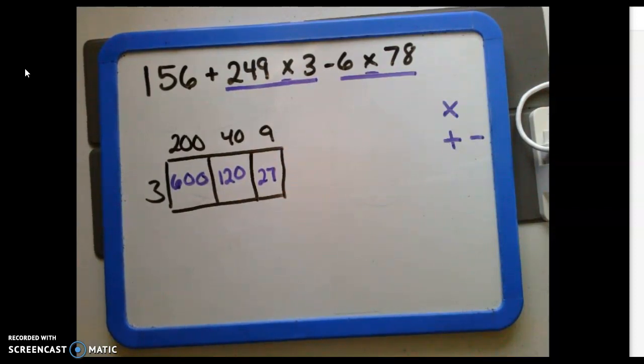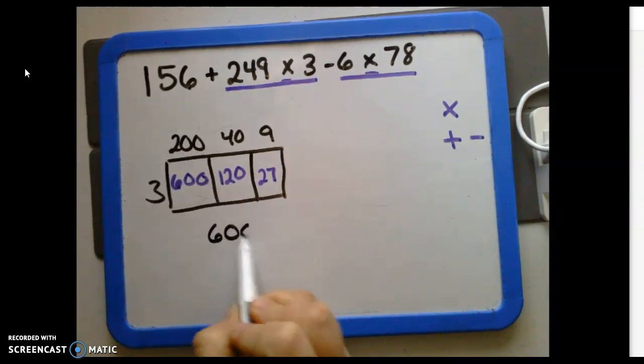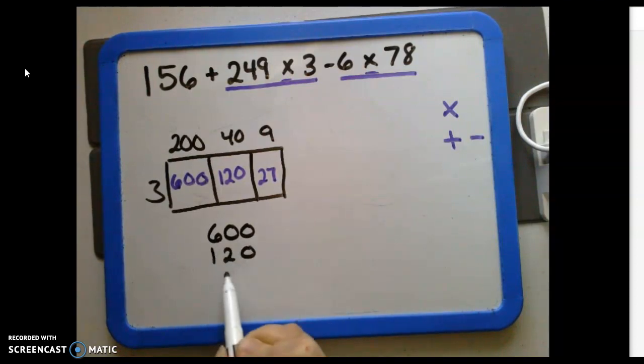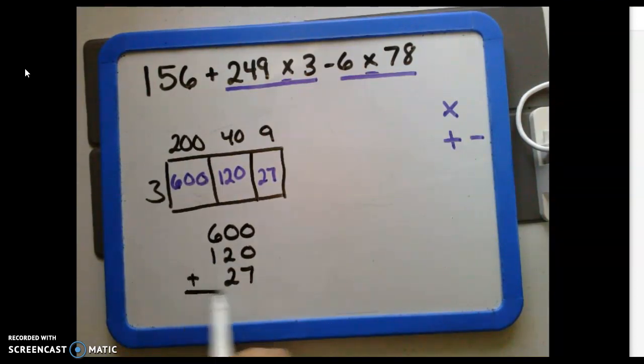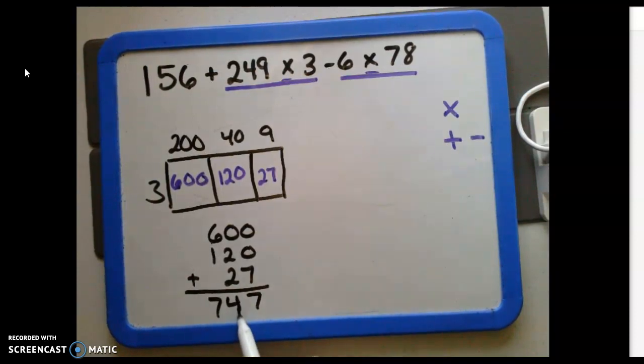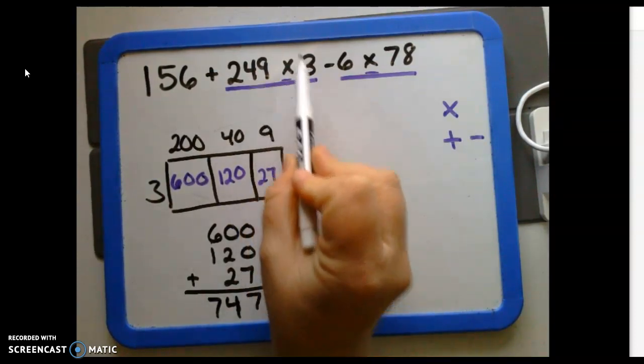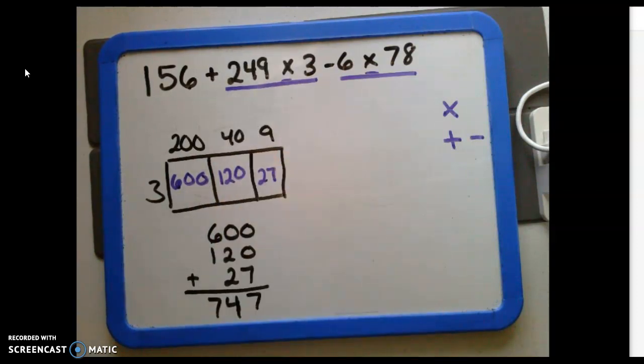Step 3, add up my partial products. 0 plus 0 plus 7 is 7. 2 plus 2 is 4. And 6 plus 1 is 7. So the answer to this part of my equation is 747. Let's move on to the next part of our equation.